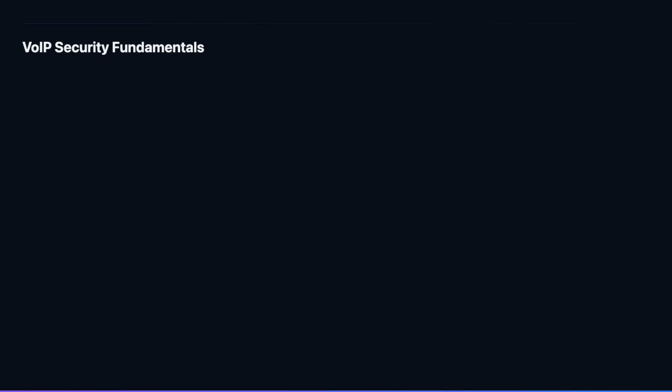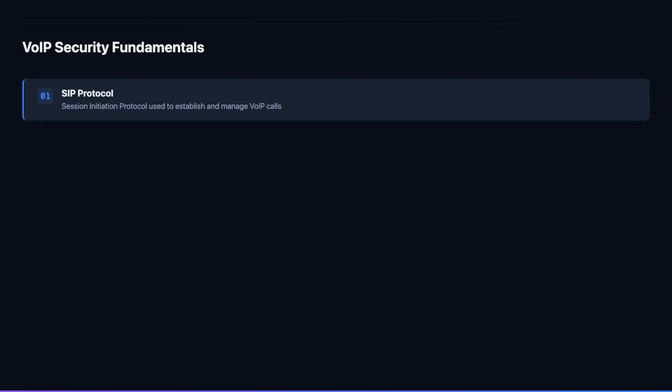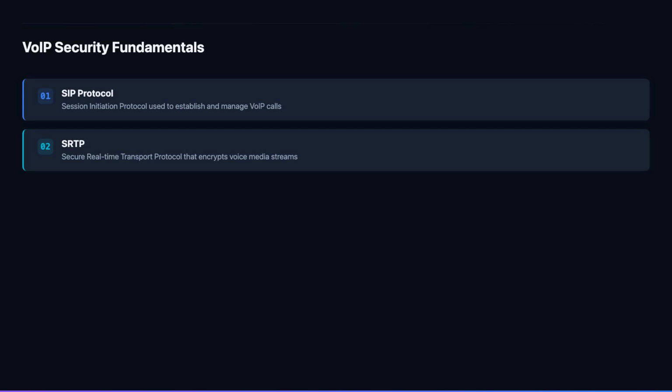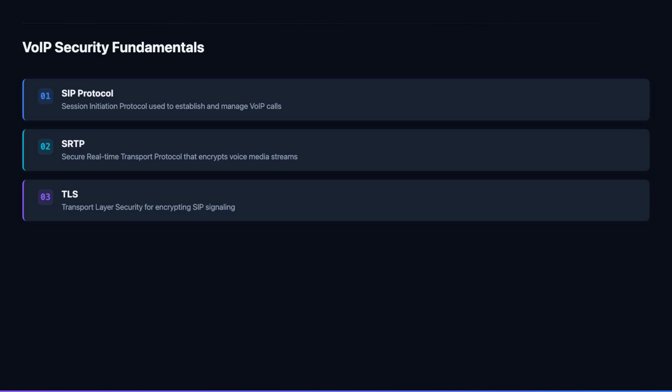Securing VoIP systems starts with understanding the core protocols and the specific attack vectors that exploit them. SIP handles call setup and teardown, but its text-based nature makes it vulnerable to manipulation and spoofing attacks. SRTP encrypts the actual voice data, preventing eavesdroppers from listening to our conversations even if they intercept the traffic. TLS protects the signaling channel, ensuring that call setup information cannot be intercepted or tampered with in transit.